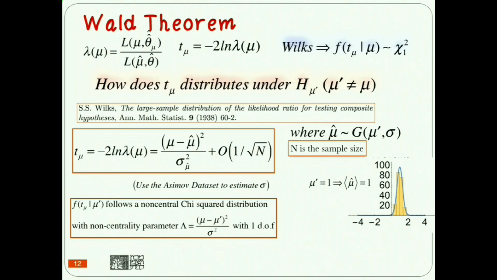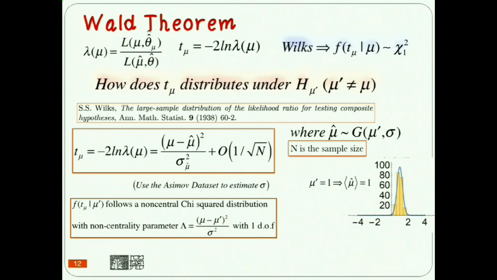So the problem is, how do we understand this, and how do we estimate sigma of mu hat? Sigma of mu hat is the real problem of this game here. We use the Asimov datasets, which I'll explain later, in order to estimate sigma. Here is an example when I test the background-only hypothesis, and my alternative hypothesis is mu prime equal 1, meaning that if I do lots of Monte Carlo experiments with a true value of 1 for mu prime, then mu hat will distribute like a Gaussian with an expectation value of 1. That's what I see here.